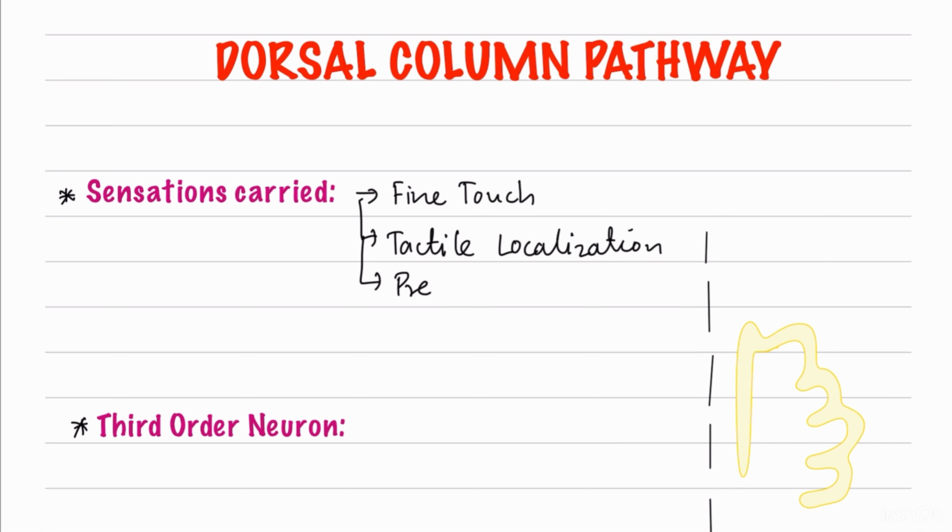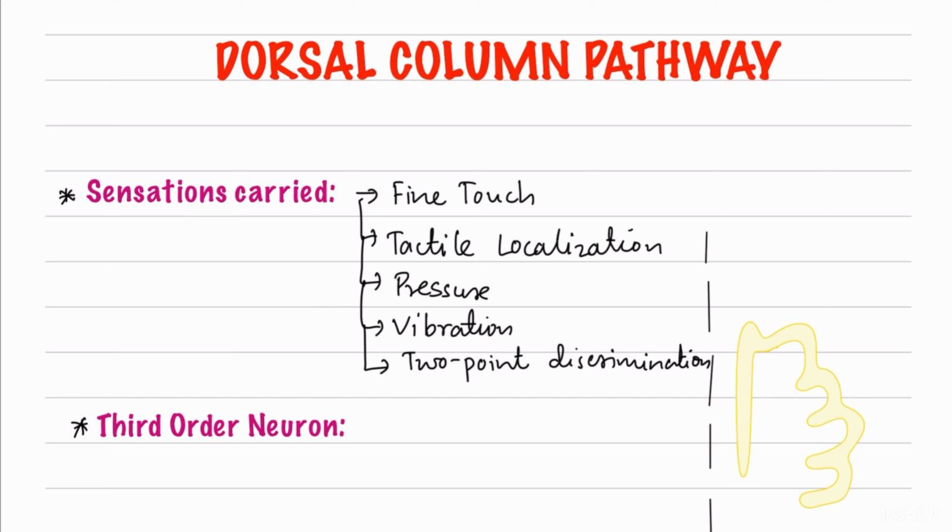Then there is the pressure sensation and the vibration sensation. All of these sensations are carried by the dorsal column pathway. We also have proprioception and two-point discrimination. What is meant by two-point discrimination? As the term suggests, if you're touched on two different points by two objects, you are able to discriminate between them. You perceive them as two different sensations and not as a single sensation. That is two-point discrimination.